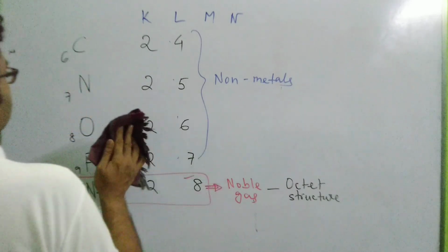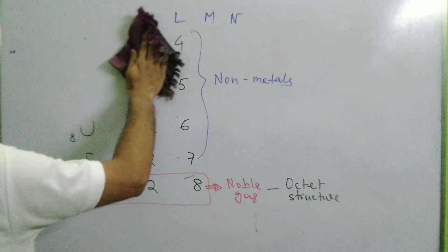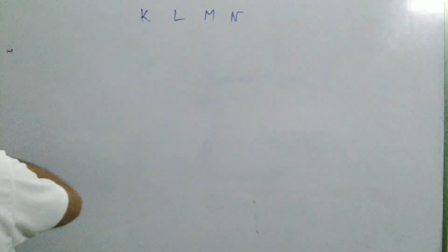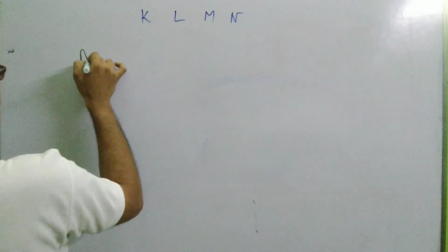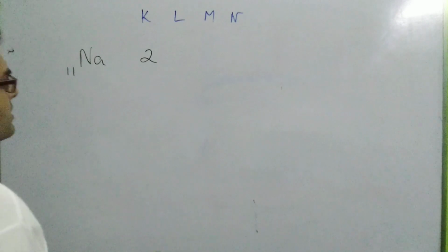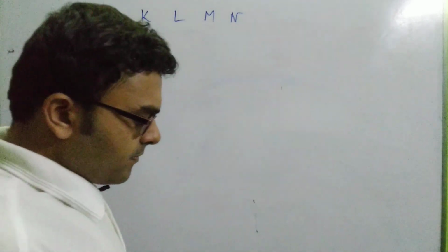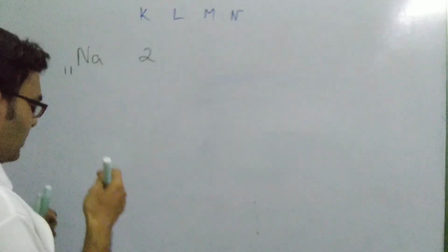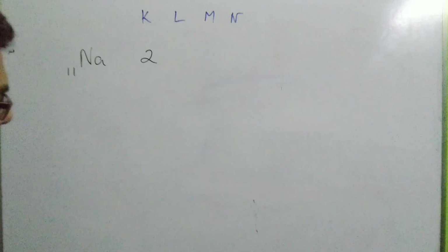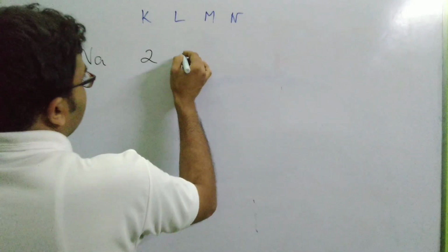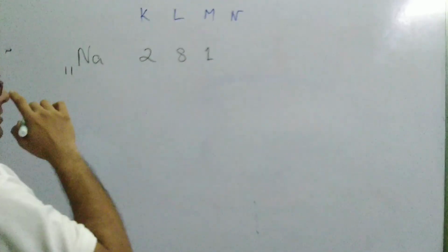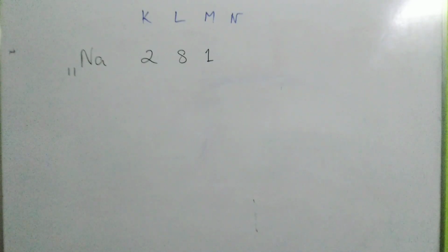So the next 5 elements, what are they? Neon. Then after that comes sodium. Sodium has atomic number 11, so it will be 2 in the first shell. Now the second shell can have a maximum of 8 electrons, so I cannot place the remaining 9 electrons in the L shell. I have to place them in the next shell. So I will put 8 electrons in the L shell. Then in the next M shell, the remaining 1 electron will be placed. So the configuration will be 2, 8, 1.